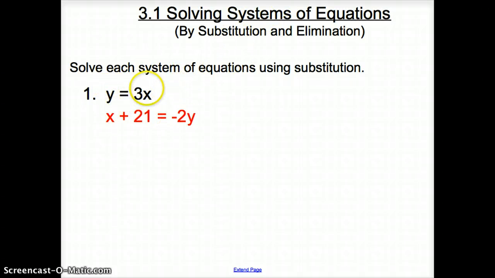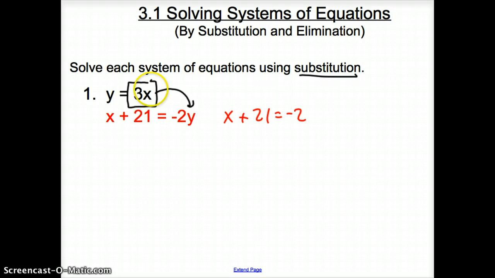First, we have a system, y equals 3x, and x plus 21 equals negative 2y. Substitution works really well when you have a variable that's already solved for, such as here we have y equals 3x. So we're going to substitute this 3x in for y into the red equation. So I'm going to plug that 3x in for y. When I do that, it's just like a substitution in volleyball or football. Since I'm subbing in this 3x for y, because 3x is the same as y, I have to remove that y. So then I plug in 3x right there.